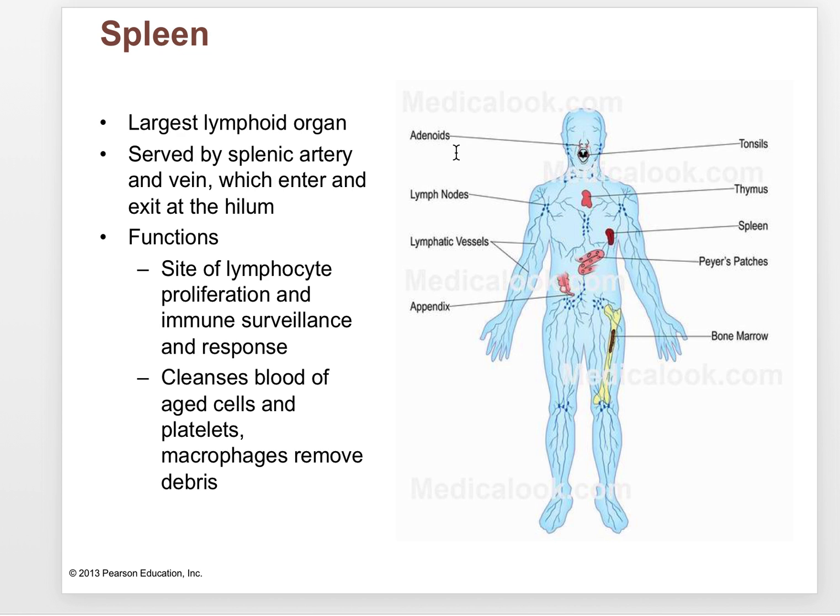The spleen is the largest lymphoid organ. It's served by the splenic artery and vein, which enter and exit the hilum of the spleen. It's a site of lymphocyte proliferation and immune surveillance and response. But one function that the spleen does is important. It cleanses the blood of old cells and platelets. Macrophages remove the debris. So it's like a kind of garbage disposal area of the blood, where dead blood cells go to die and are cleaned up by the spleen.